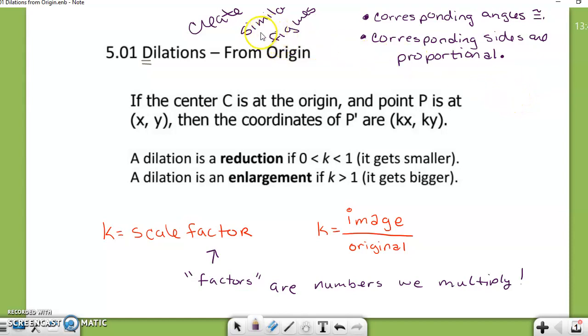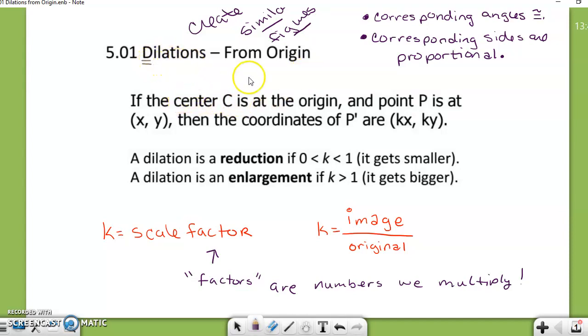The other thing about these similar figures, it's kind of the duh thing, is that they are the same shape and they're possibly different sizes. Every congruent figure is also a similar figure. But you can't have a rectangle similar to a triangle. They have to be the same basic shape.